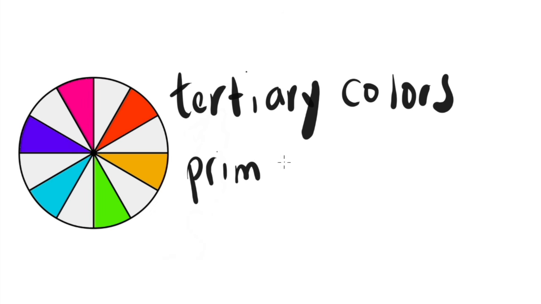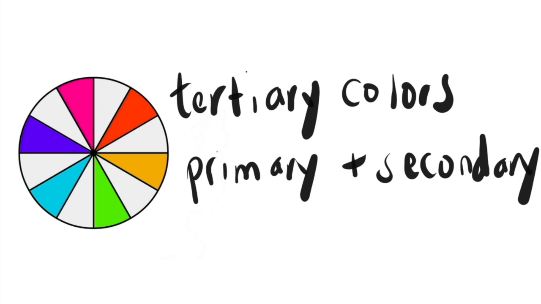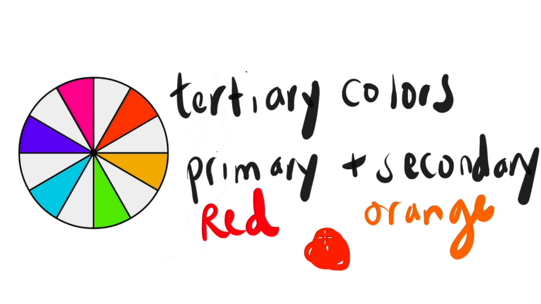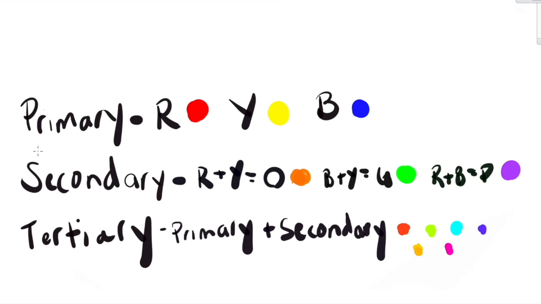Tertiary colors can be made by mixing one primary color with a secondary color. An example would be red mixed with orange makes a red-orange. To review, our primary colors are red, yellow, and blue. From the primary colors, we can mix the secondary colors: orange, green, and purple. Our tertiary colors are made by mixing a primary color with a secondary color.